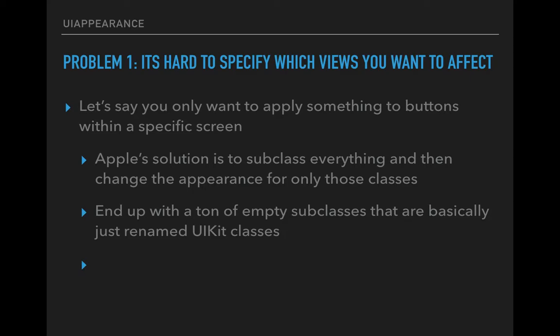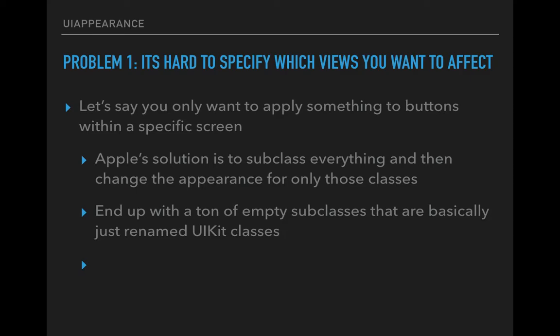And make a set of buttons for that screen. That's what you end up with: a ton of empty subclasses where you're basically just renaming the UIKit classes. So if you want screen one, you could make a screen one button that extends UIButton, and it's just empty. From what I've seen online, you end up with a whole file of just empty subclasses.